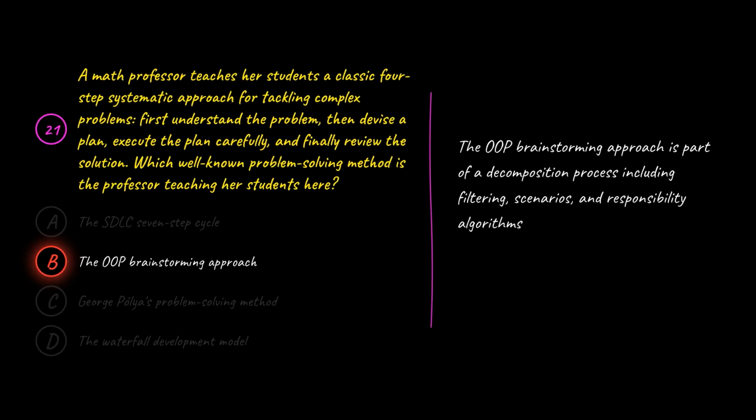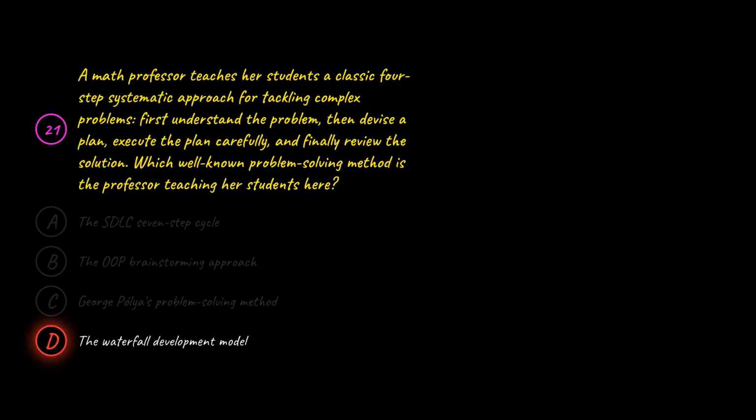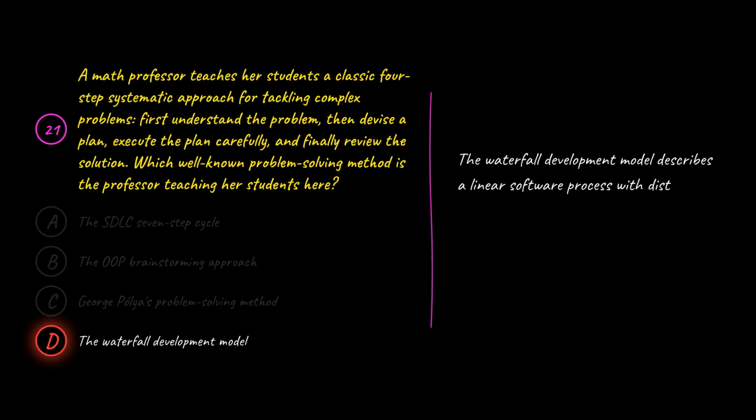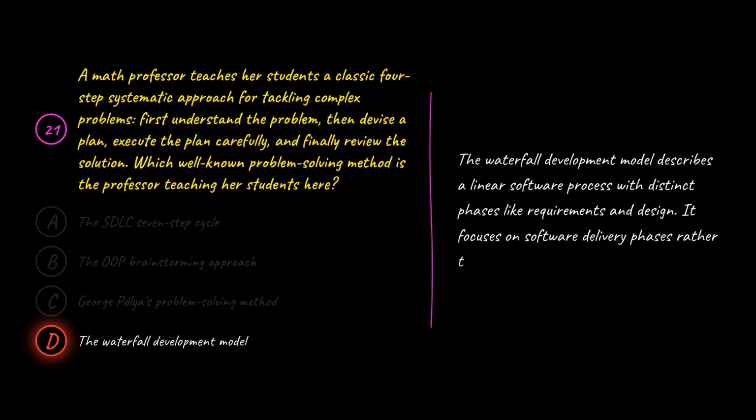It applies specifically to object-oriented design rather than the general problem-solving method Polya defined. D is wrong because the waterfall development model describes a linear software process with distinct phases like requirements and design. It focuses on software delivery phases rather than the general 4-step problem-solving approach taught by Polya.